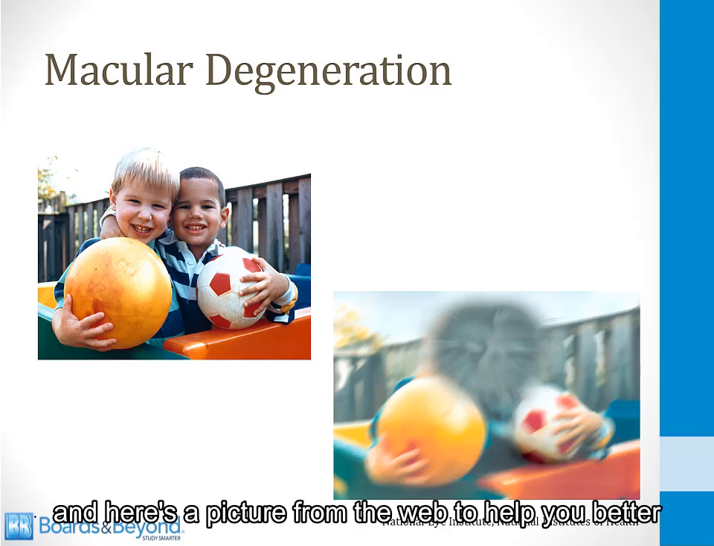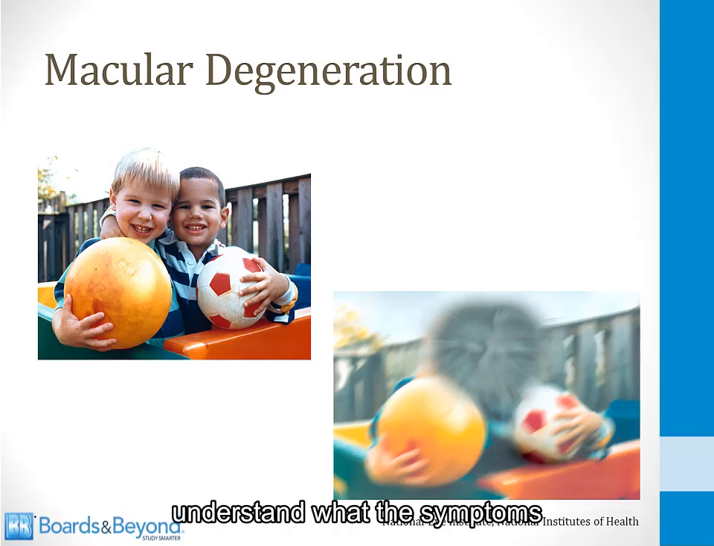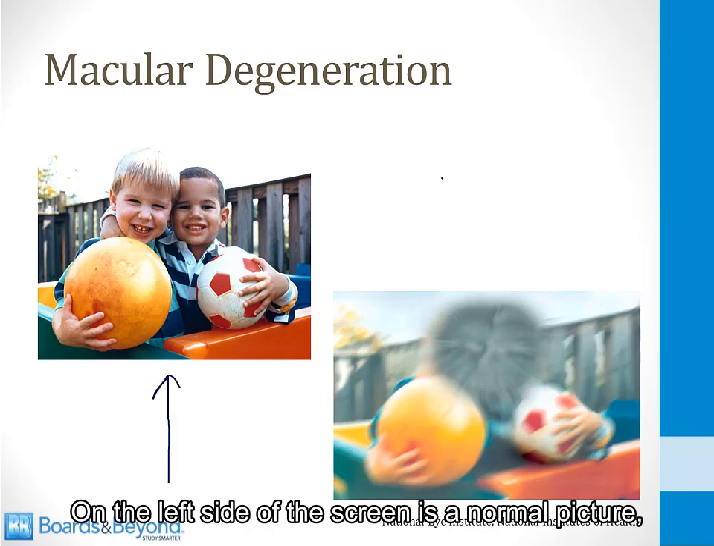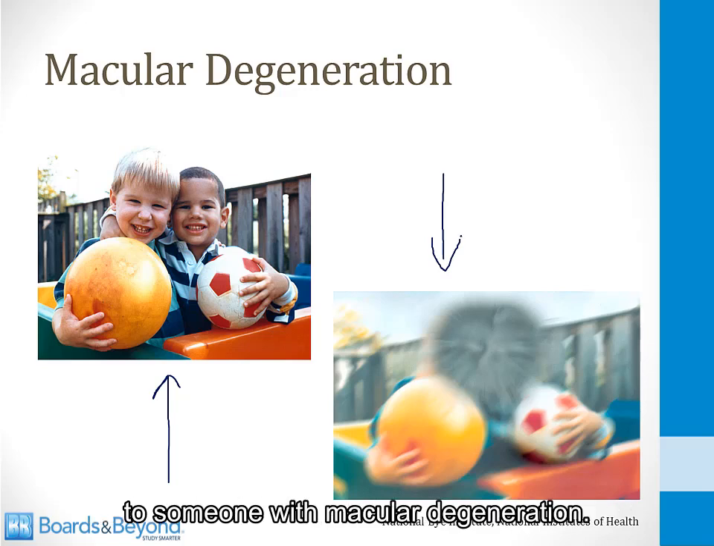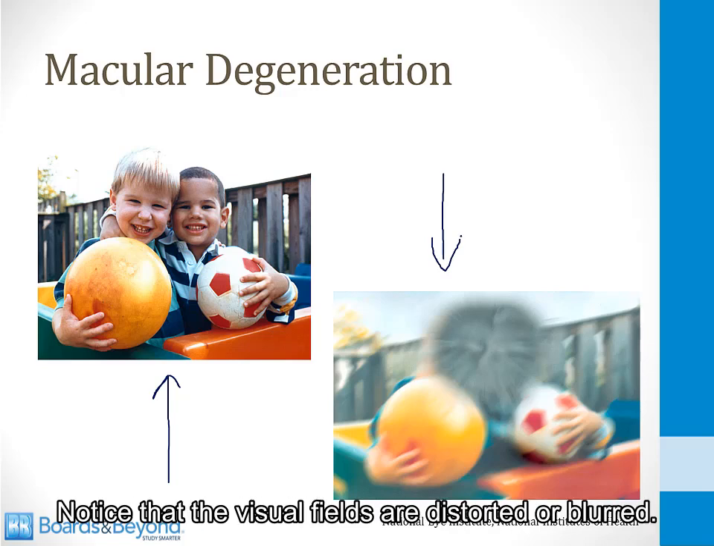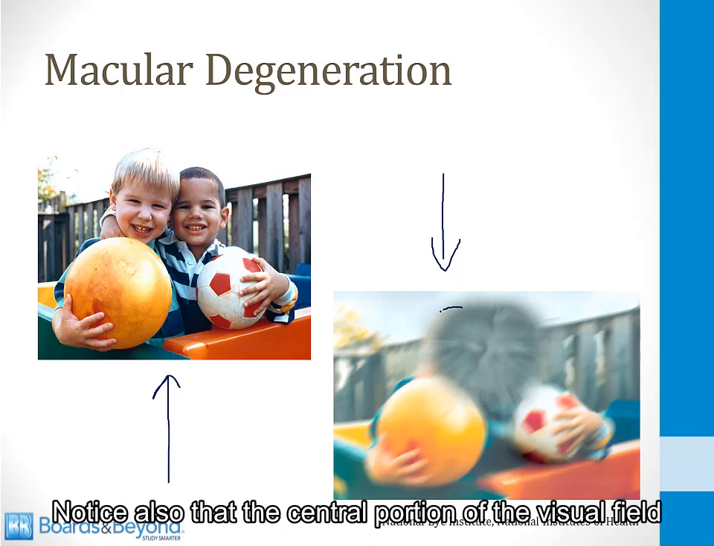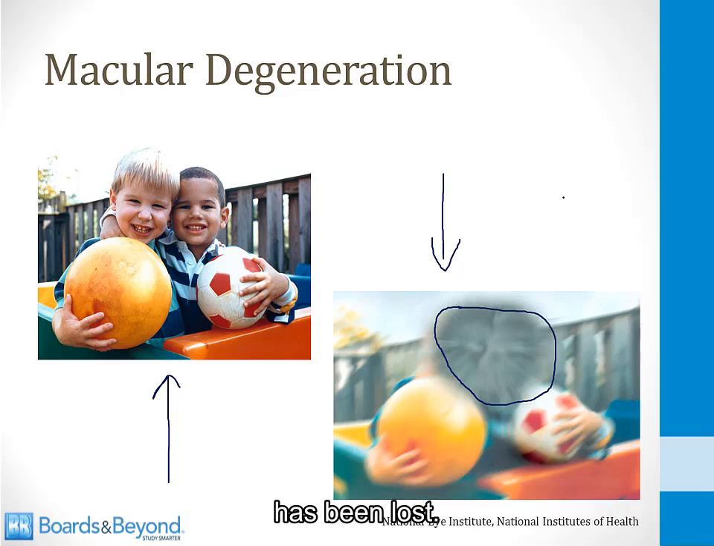And here's a picture from the web to help you better understand what the symptoms of macular degeneration look like. On the left side of the screen is a normal picture. On the right side is a picture as it might appear to someone with macular degeneration. Notice that the visual fields are distorted or blurred. Notice also that the central portion of the visual field has been lost.